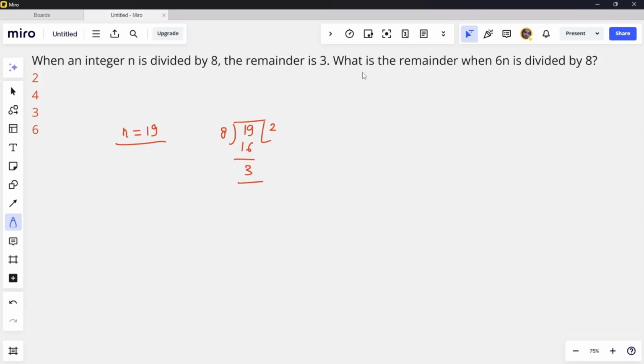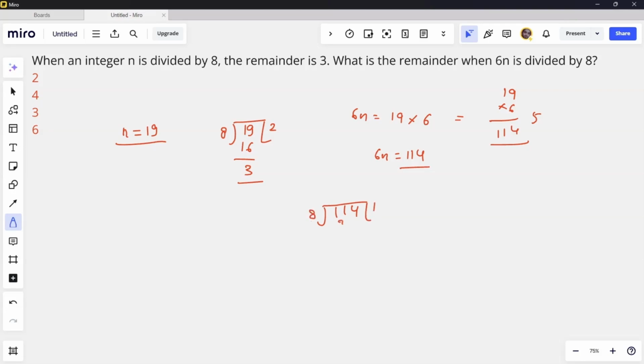So it is asking what is the remainder when 6n is divided by 8. Our n value is 19. So 6n equals 19 into 6. What will it be? 19 into 6 will become 114. So it is basically asking what is the remainder when 6n is divided by 8. Our 6n is 114. So let's check what will be the remainder if we divide 114, which is basically 6n, by 8.